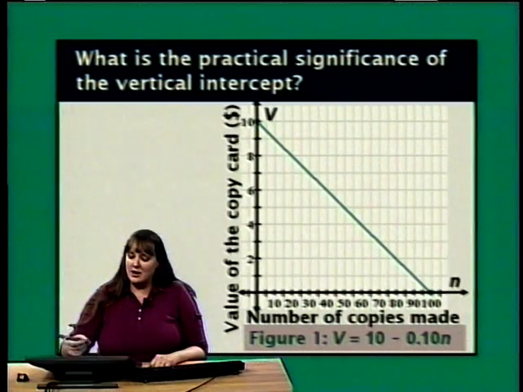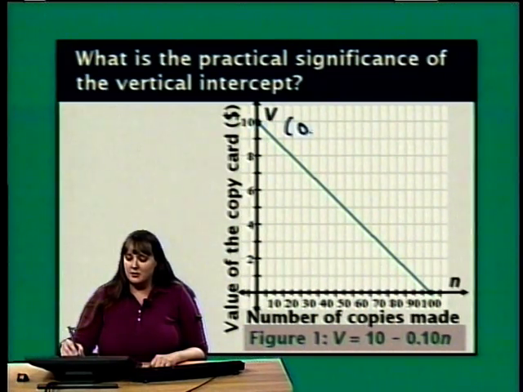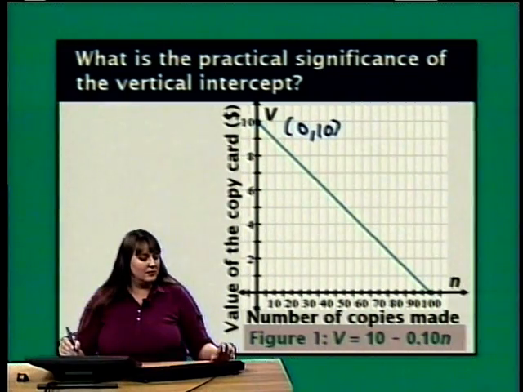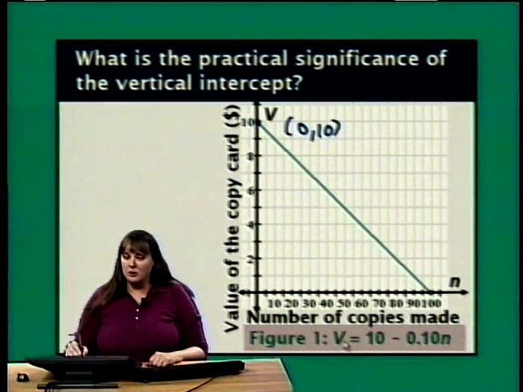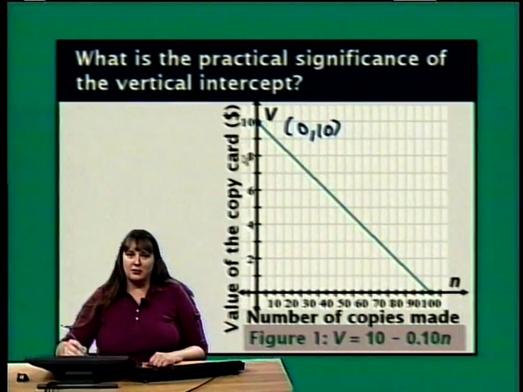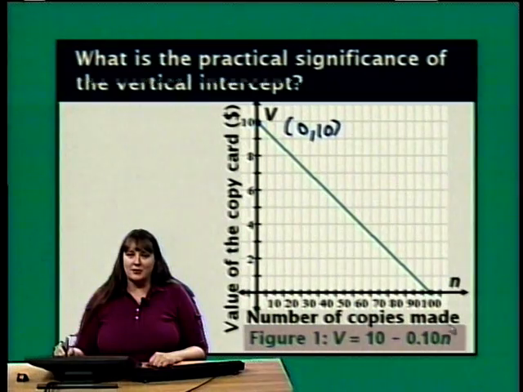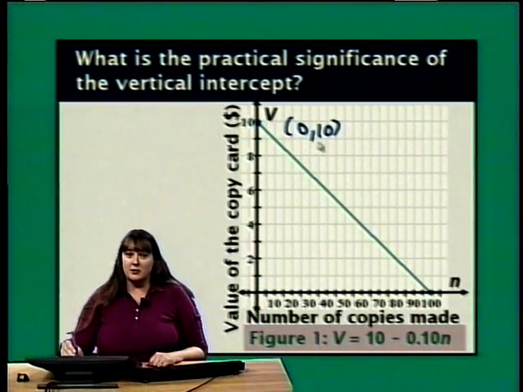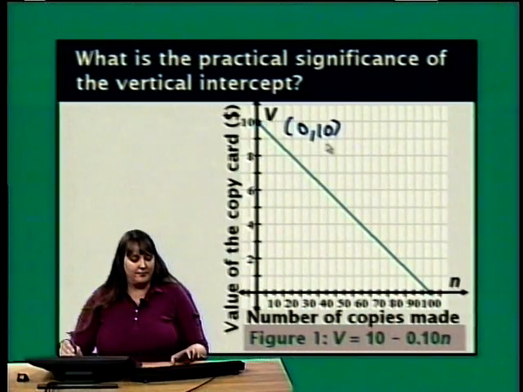Well, looking at our graph here, we can see that the vertical intercept is the point (0, 10). And we were told about our model that V represents the value of the copy card. We can see that label on the vertical axis. And that N represents the number of copies made. We can see that label on the horizontal axis. So in the ordered pair (0, 10), 0 corresponds to N, the number of copies made, and 10 corresponds to V, the value of the copy card.